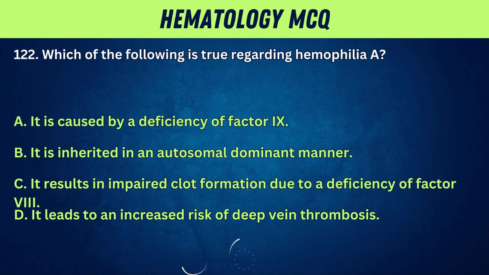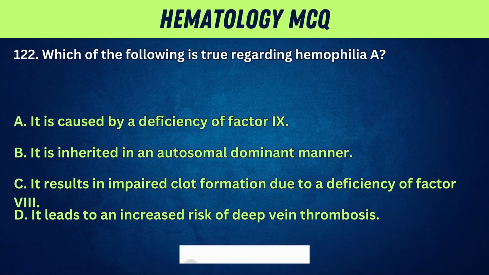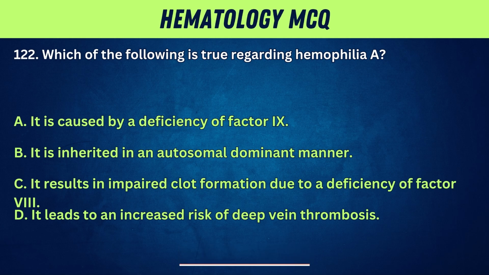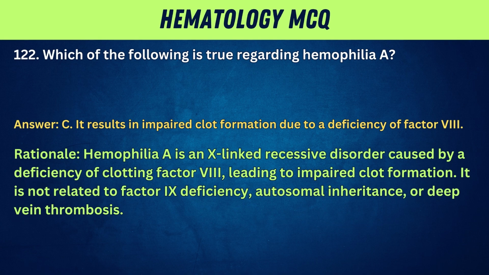122. Which of the following is true regarding hemophilia? A. It is caused by a deficiency of factor IX. B. It is inherited in an autosomal dominant manner. C. It results in impaired clot formation due to a deficiency of factor VIII. D. It leads to an increased risk of deep vein thrombosis. Answer: C. It results in impaired clot formation due to a deficiency of factor VIII.